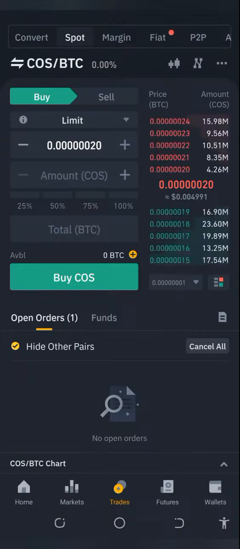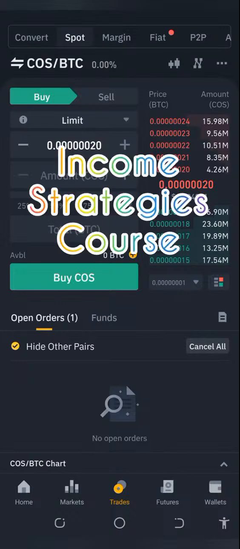Now, all these opportunities, we're going to look at certain vital features, vital things that will tell you whether you should go ahead with this trade or not. And all of that you will learn about in the income strategies course, right?